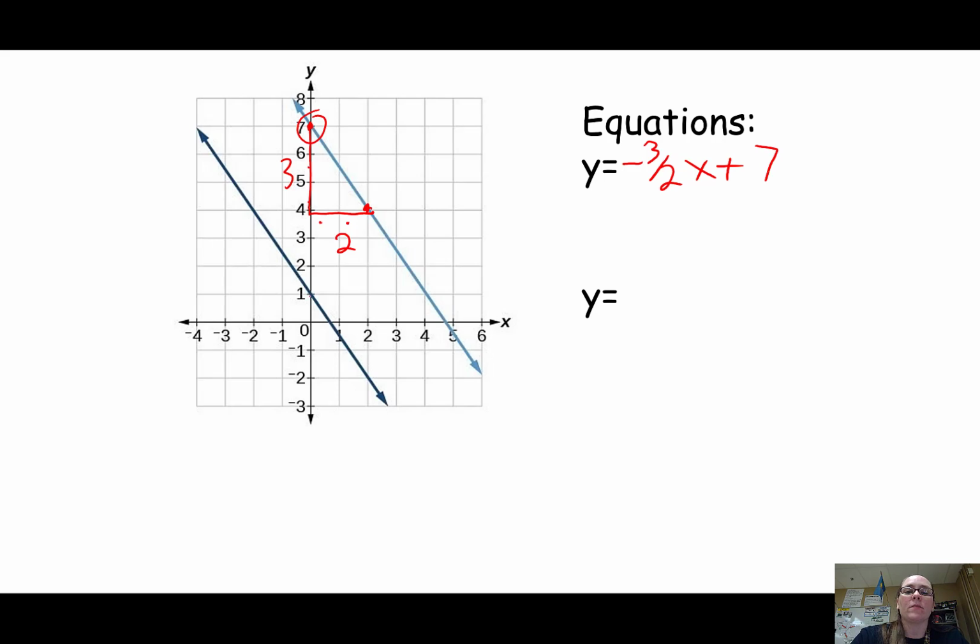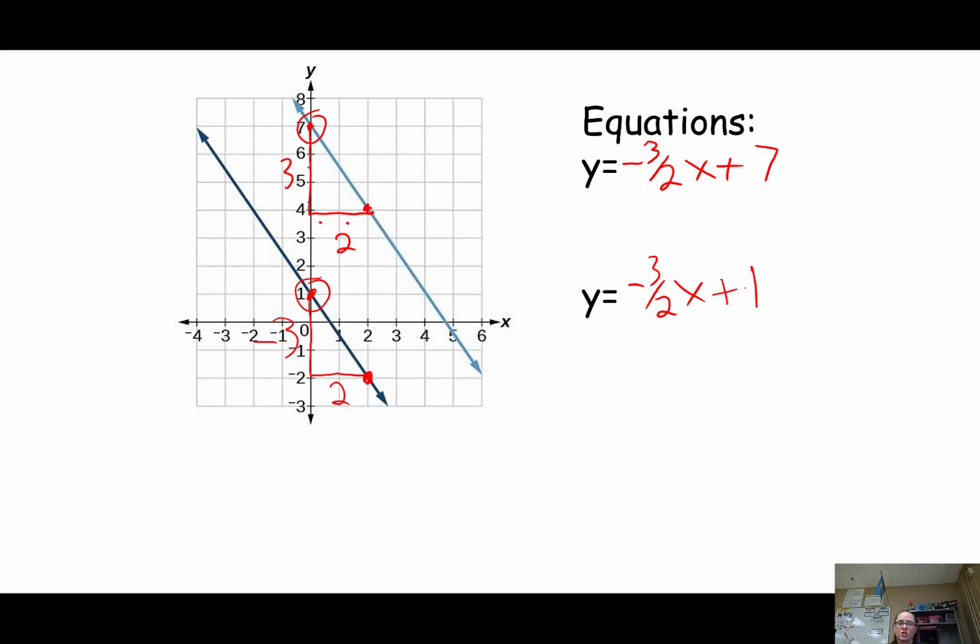Okay, looking at the dark blue line, I'm going to pick a point here. Looks like there's another point here. All right, doing the same thing. 1, 2, 3, 1, 2. So I went down 3 and right 2. So my slope is negative 3/2 x. Now I need the y-intercept, which is 1.